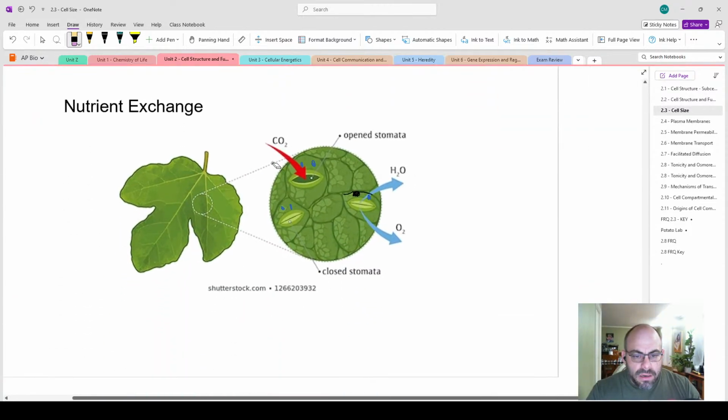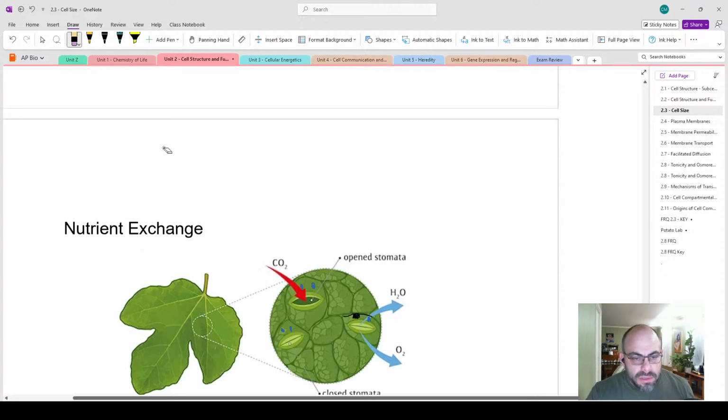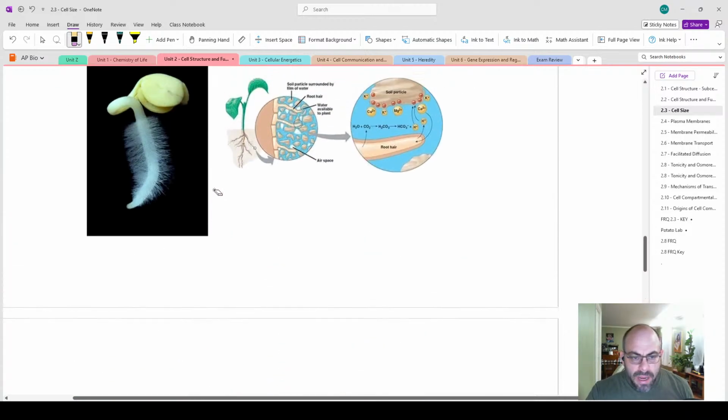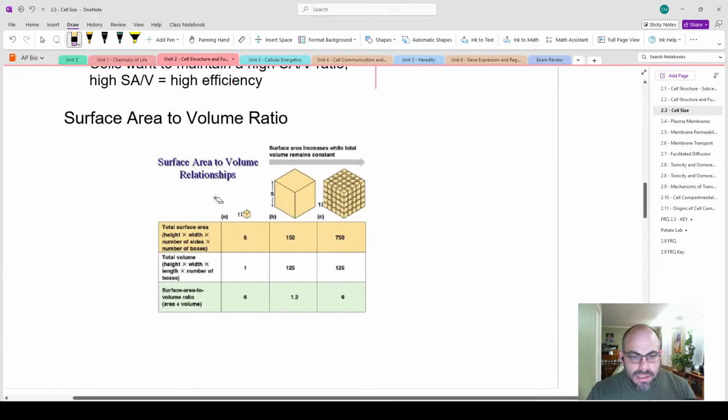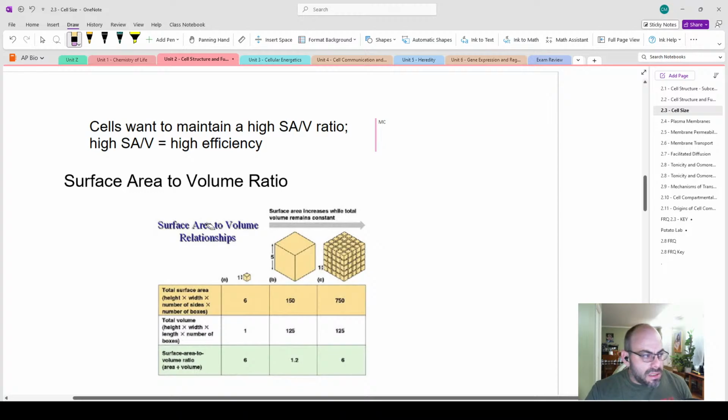And then we talked about stomata as well to do that. So big idea, maintain a high surface area to volume ratio to maintain efficiency. That's the big idea there.